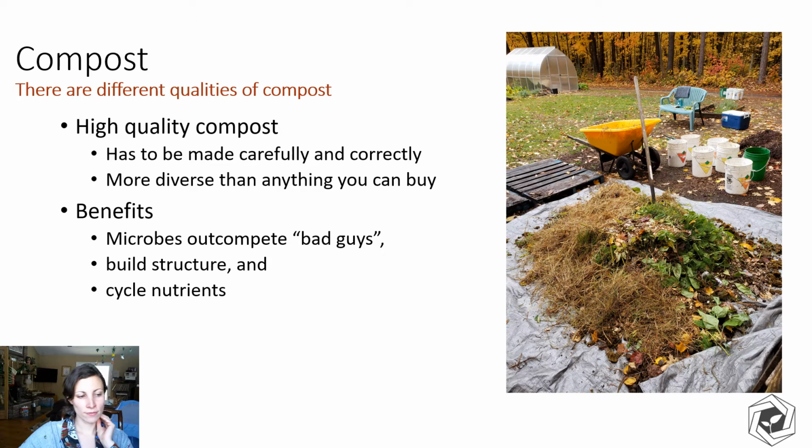And the benefits of this diverse biology, the microbes outcompete bad guys. So if you have any root-feeding nematodes or other disease-causing organisms, throw in a bunch of good bacteria and tend to them. They will outcompete the bad guys and give your plant what it needs so that it can become more robust and resistant to future attacks from pests. The microbes also build structure and they cycle nutrients.